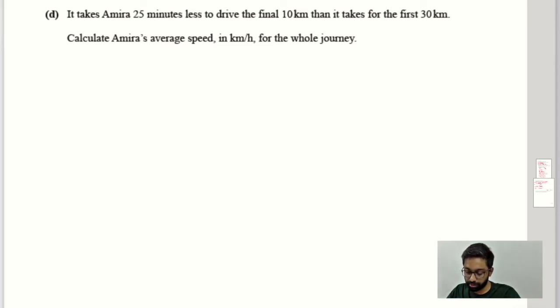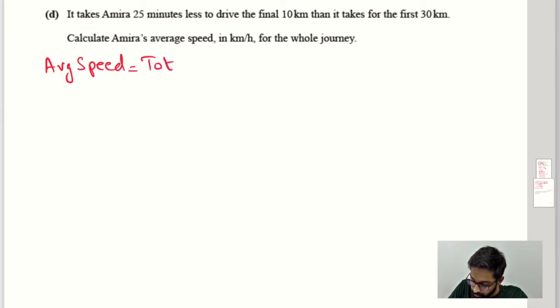The next part says it takes Amira 25 minutes less to drive the final 10 kilometers than it takes for the first 30 kilometers. Calculate Amira's average speed in kilometers per hour for the whole journey. Now remember this, in order to calculate the average speed for the whole journey, the formula is you take the total distance and you divide it by the total time taken. Let's write it down. So the average speed is calculated by the total distance divided by the total time.